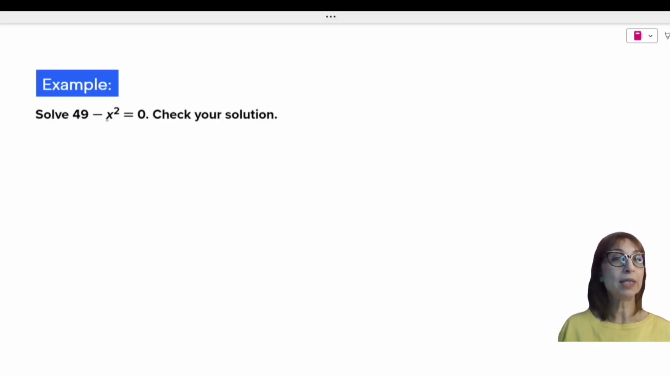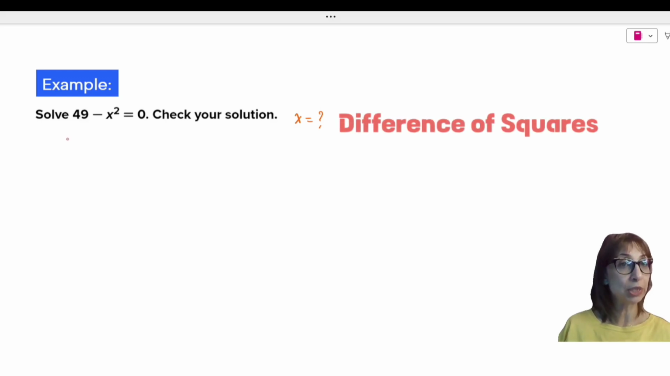Now look at this example. We have 49 minus x squared equals 0. We need to solve to find the value for x. Here we have only two terms, and it's a minus between them, and this reminds me of the difference between squares, which is a squared minus b squared, that is factored into a plus b times a minus b. So I'm going to factor this using this rule.